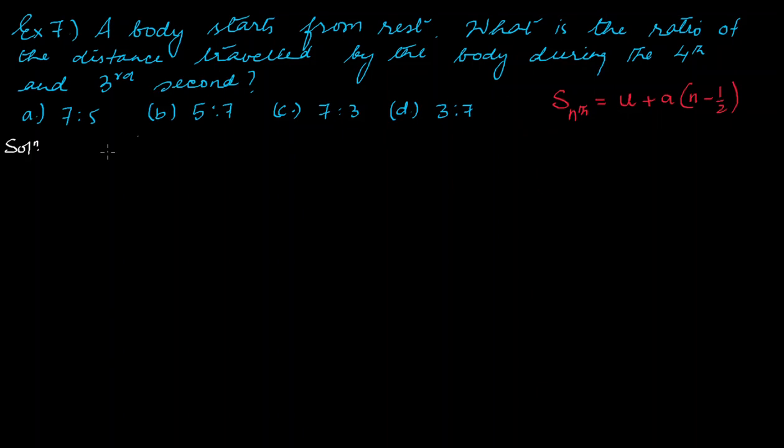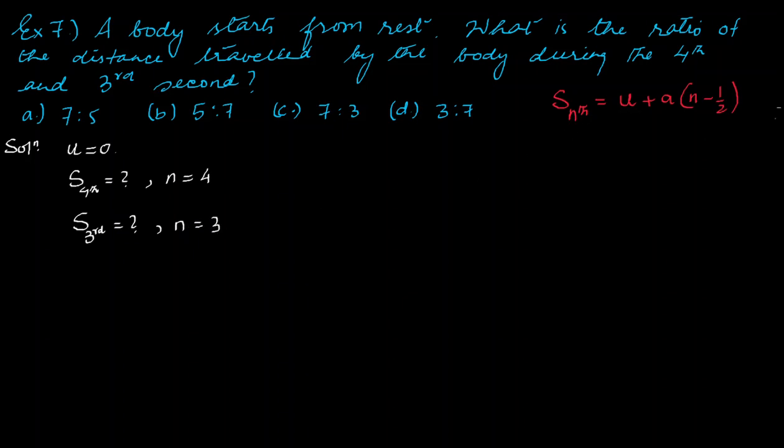A body starts from rest. What is the ratio of the distance traveled by the body during the 4th and the 3rd second? So u here is already 0. It says during the 4th and the 3rd second, what is the ratio of the distance? So S 4th, we don't know, and the value of n here is 4. Similarly, S 3rd, we don't know, and the value of n here is 3.